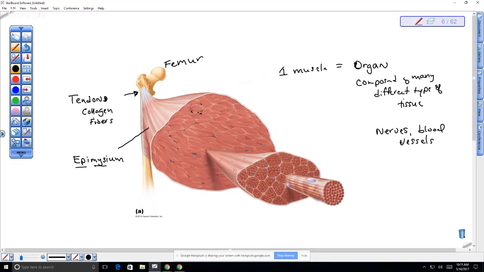Okay. So the muscle itself consists of fascicles. This would be an example of one fascicle. Okay, so that's one bundle of skeletal muscle fibers.